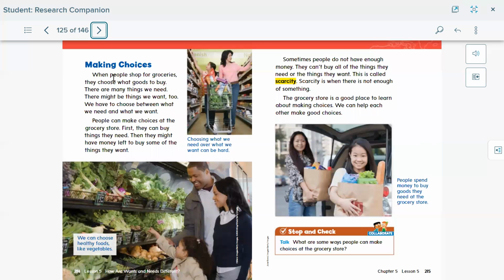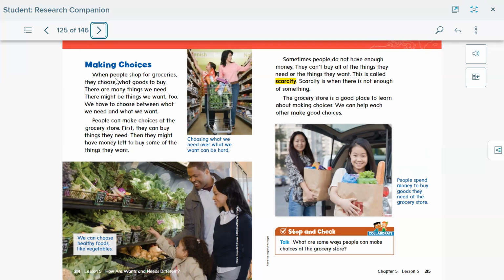Making choices. When people shop for groceries, they choose what goods to buy. There are many things we need. There might be things we want too. We have to choose between what we need and what we want. So for example, you have the list. You see that you need vegetables, you need fruit, you need milk. This is all something you have to have because it's healthy and it's important for your body. And then later on, you can look if you need chips, cookies, sweets. This is considered treats, something you would like to have, you want to have, but it's not important.